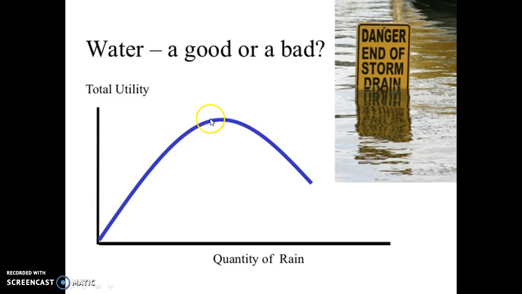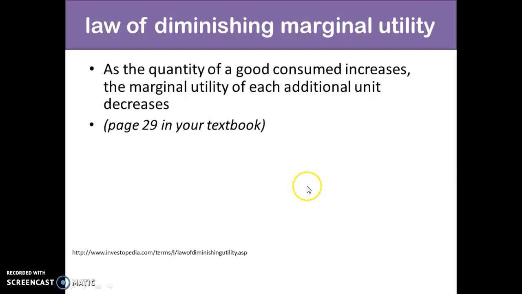But over time, if we've had a lot of water, our overall satisfaction goes down. Think of flooding that occurs when we've had enough water and we're really not thirsty anymore. We're not going to gain any more satisfaction out of it. So this is where we would experience negative utility. And that marginal negative utility is going to bring our overall total utility down. We call that the law of diminishing marginal utility. Quite simply, as the quantity of a good consumed increases, the marginal utility of each additional unit decreases.